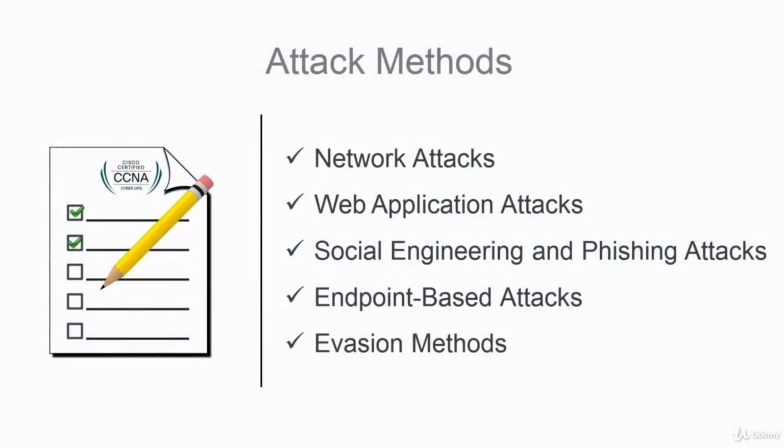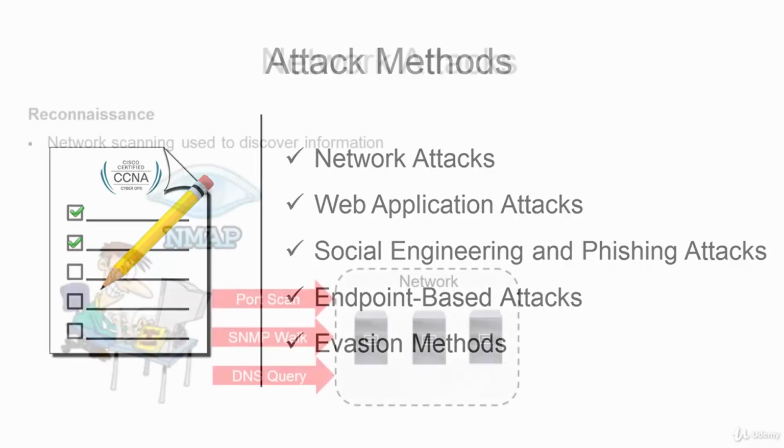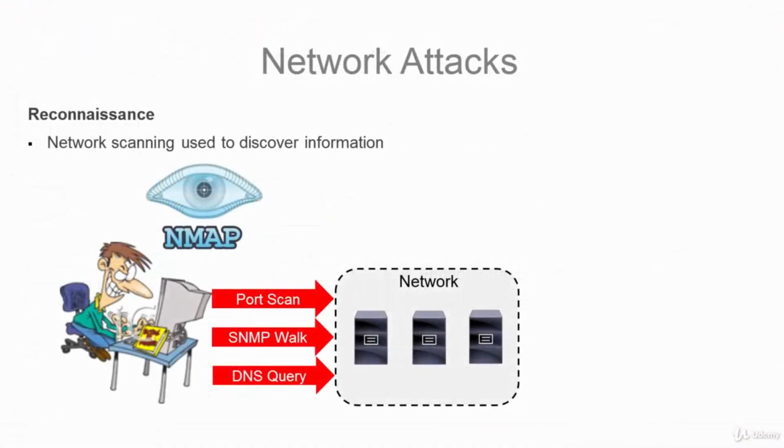In this section, we're going to cover different methods that can be used by attackers to compromise networks and endpoints. Let's get started with network attacks. A reconnaissance attack would be the first move that attackers would make to gather information about a network.